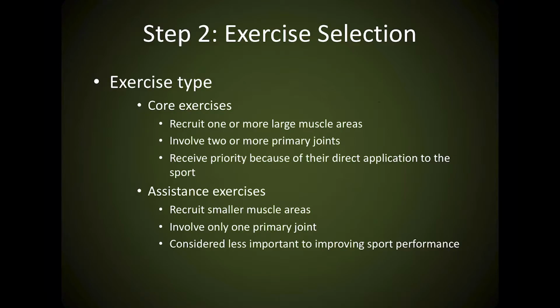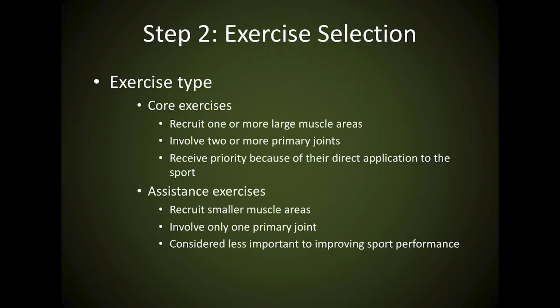So they recruit one or more large muscle mass areas and more than one joint. So they're multi-joint exercises. They tend to receive the priority because there's usually a direct application between these exercises and the particular sport, such as a bench press or a squat or a deadlift. These are multi-joint exercises. We're taking large muscle groups and activating them.